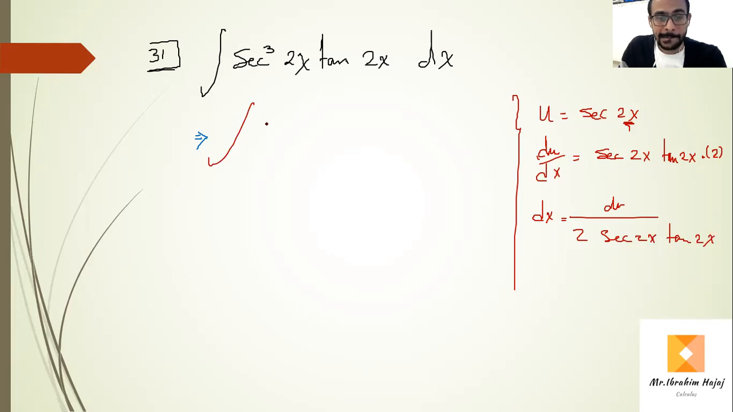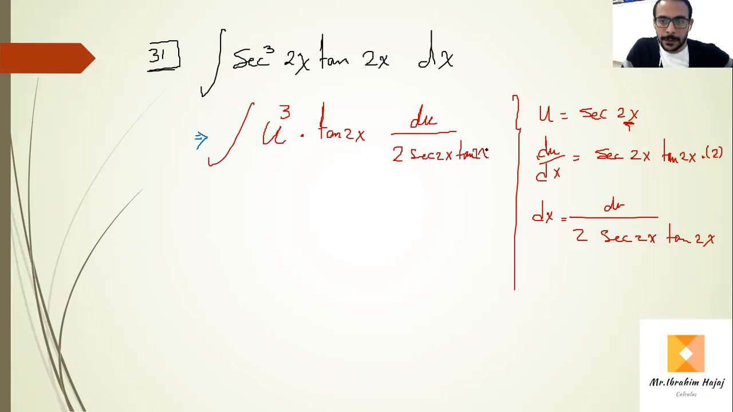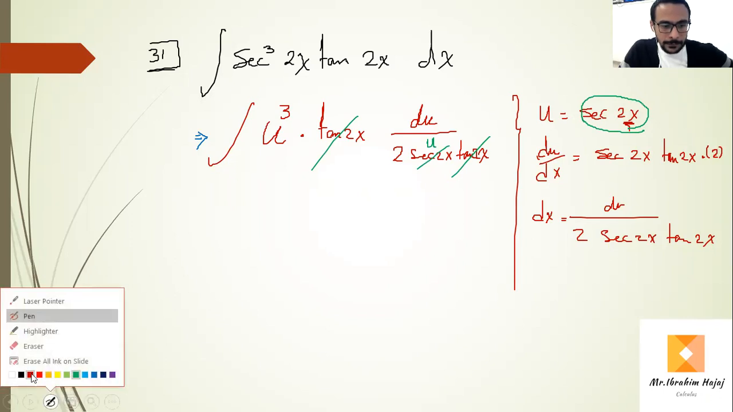So now we substitute, which is u to the power of 3 times tan 2x. And we substitute the dx with the one we got, which is du over 2 secant 2x tan 2x. Okay, tan 2x and tan 2x cancel out. And replace the sec 2x here by u. So it's 2u.